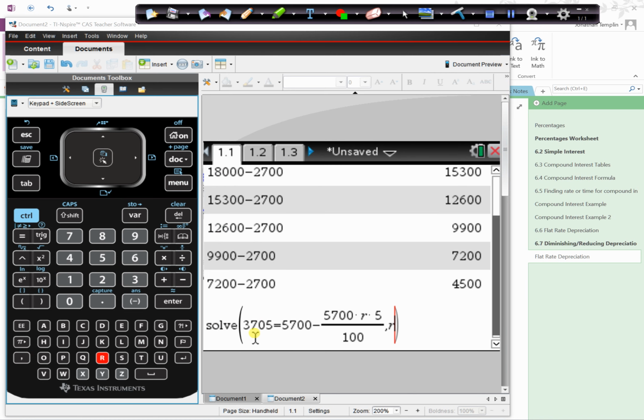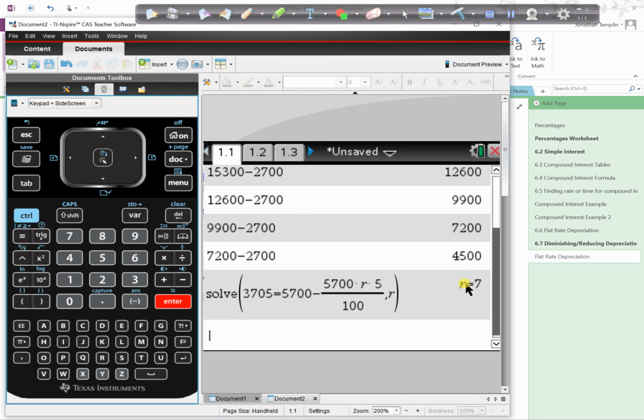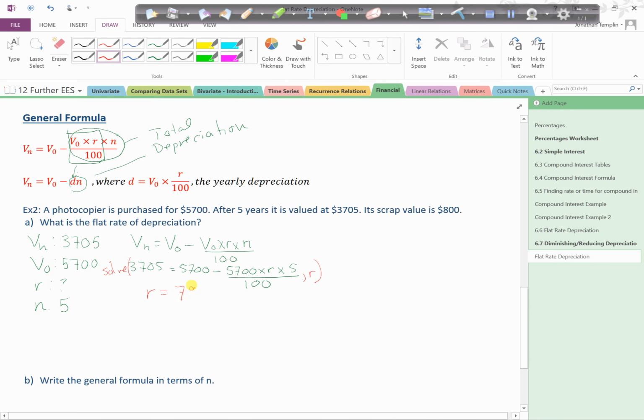Alright, so I filled in my equation. Solve 3,705 is 5,700 minus 5,700 times R times 5 over 100, comma R. Pressing enter, I get that R is 7. Wonderful. So if I go back here, I get that R is equal to 7%.